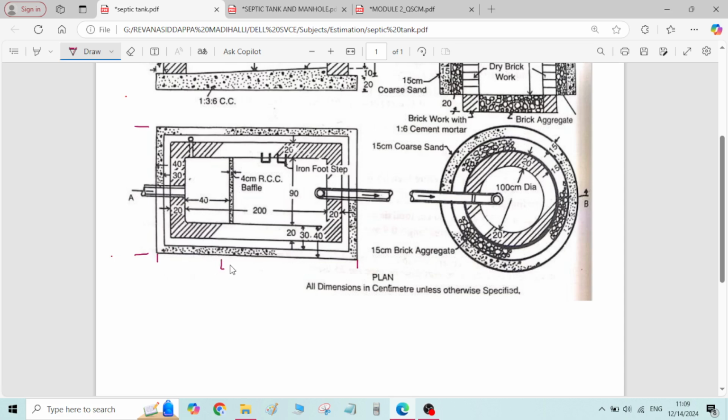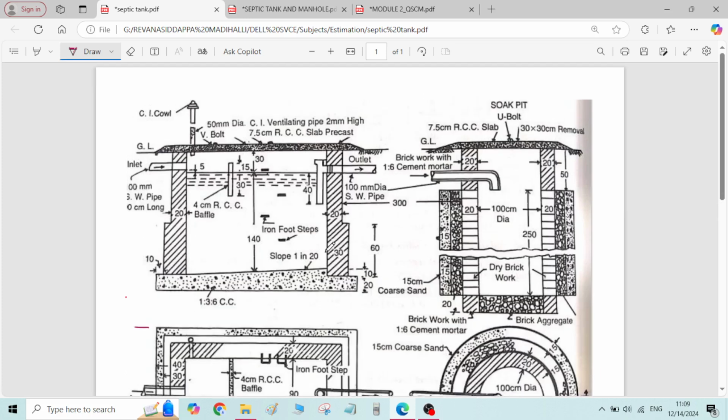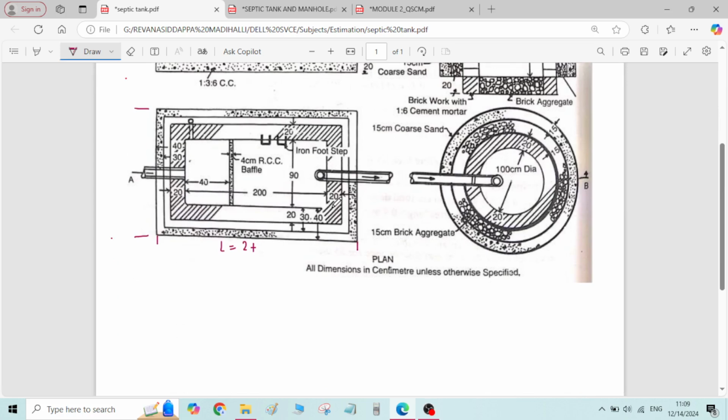Total length of the excavation will be equal to the inner dimension of the septic tank, which is given as 200 centimeter. All dimensions given here are in centimeter. Inner to inner dimension is 200 centimeter, nothing but 2 meter, plus. Here we have a wall of the septic tank. It has two steps. The first step has 30 centimeter thickness, the second step has 20 centimeter thickness.